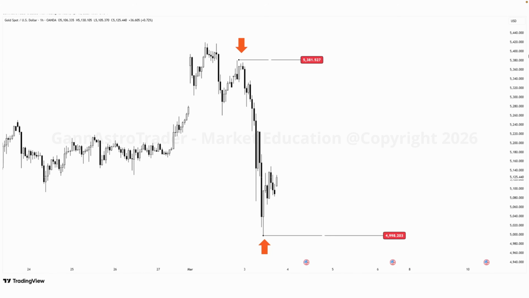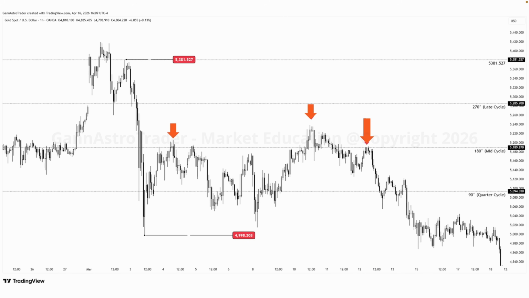Now in this example on gold, using the 1 hour time frame, the movement between the swing low and the swing high is treated as a complete cycle. This range is then divided into key angular positions such as 90 degrees, 180 degrees, 270 degrees, and 360 degrees to map price within the cycle. As price moves through the cycle, it reacts around the mid-cycle and late cycle zones before continuing lower. This shows how gold respects its position within the cycle, with reactions forming at key structural points before moving into the next phase.